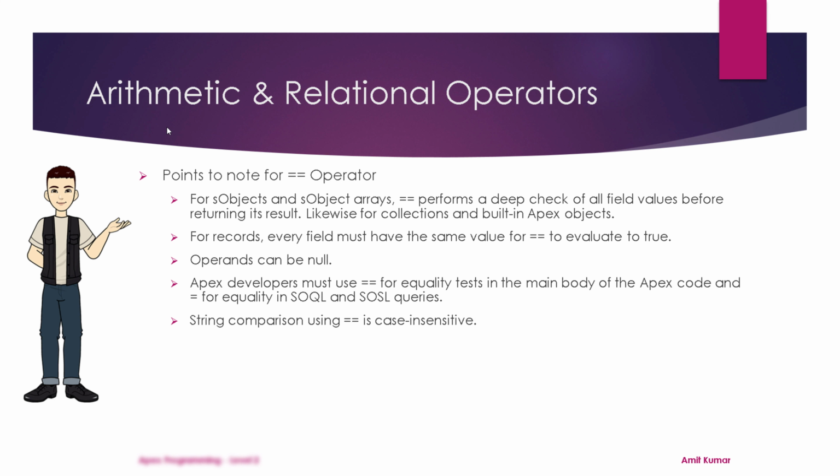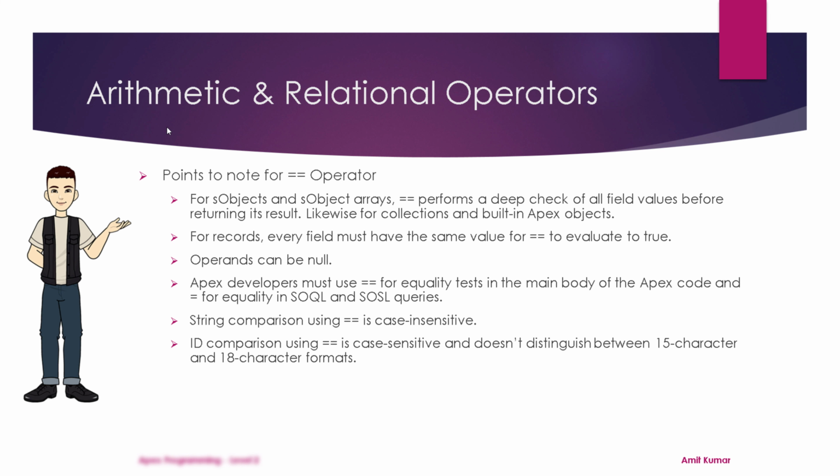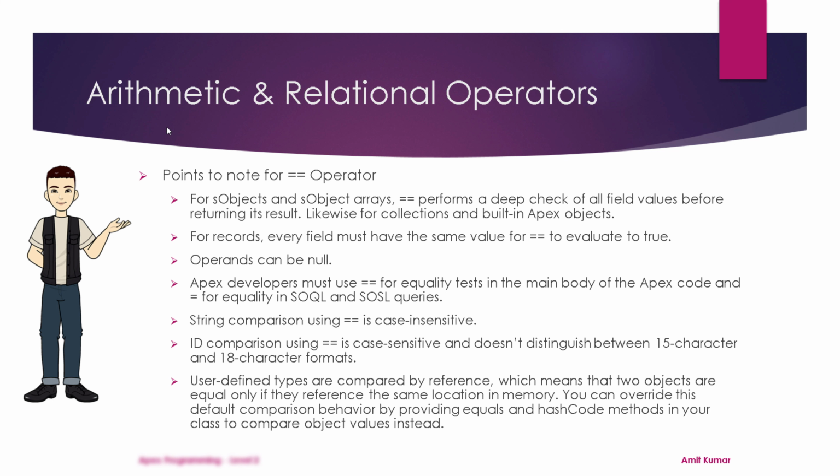String comparison using double equals to is case insensitive. So if you are comparing two strings to be the same, it won't check for their cases. The characters should be the same. ID comparison using double equals to is case sensitive and doesn't distinguish between 15 character and 18 character formats. So if you are checking ID comparison, the first point to note is that it is case sensitive, so the case is very crucial. The second thing is, it will treat the 15 character and 18 character formats as the same. User defined types are compared by reference, which means that two objects are equal only if they reference the same location in memory.